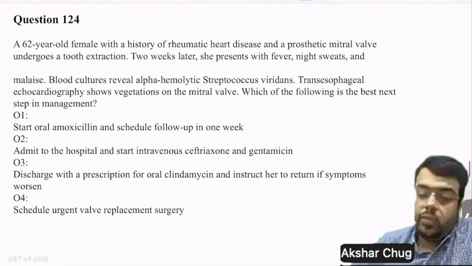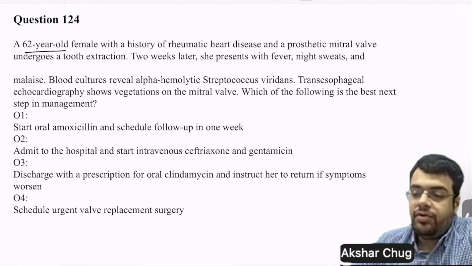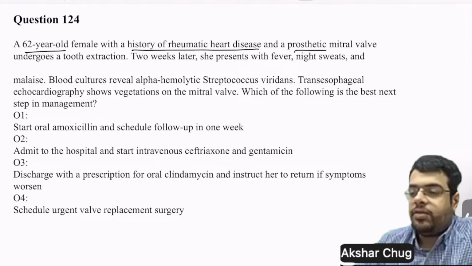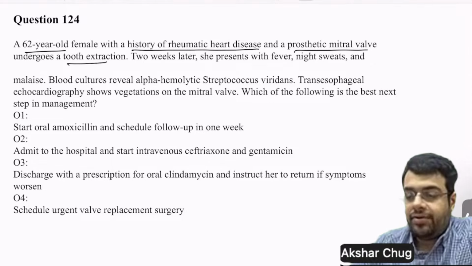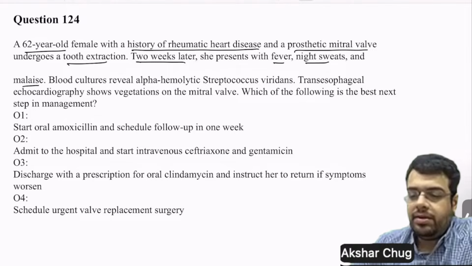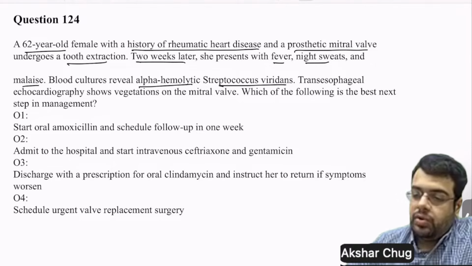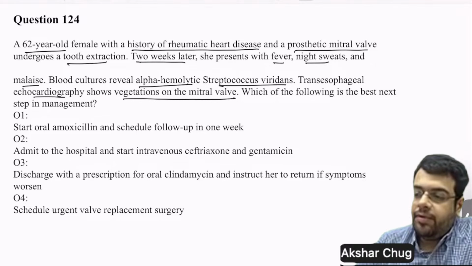Question 124. A 62-year-old female with a history of rheumatic heart disease and prosthetic mitral valve undergoes a tooth extraction. 2 weeks later, she presented with fever, night sweats, and malaise. Blood culture reveals alpha hemolytic Streptococcus viridans. Transesophageal echo shows vegetation on the mitral valve. Which of the following is the best next step in management?